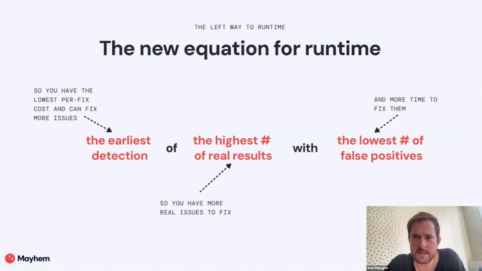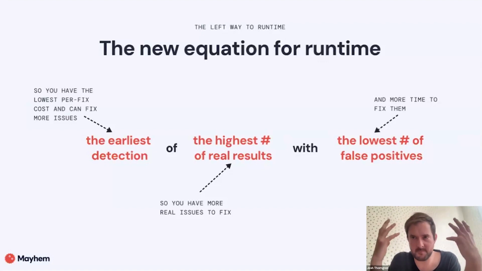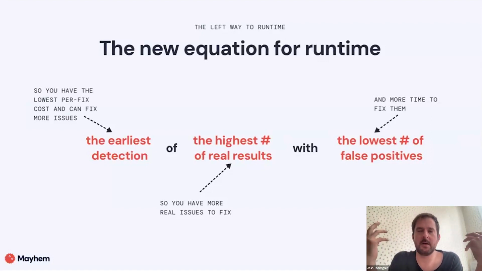You need the earliest detection of the highest number of real results with the lowest number of false positives. And let's break this down, because it's not just about eliminating the noise from a scan at a point in time. The whole rationale behind DevSecOps is you make the cost of individual fixes cheaper so that you can fix more things, so that you can go faster, safer, ideally both at once.